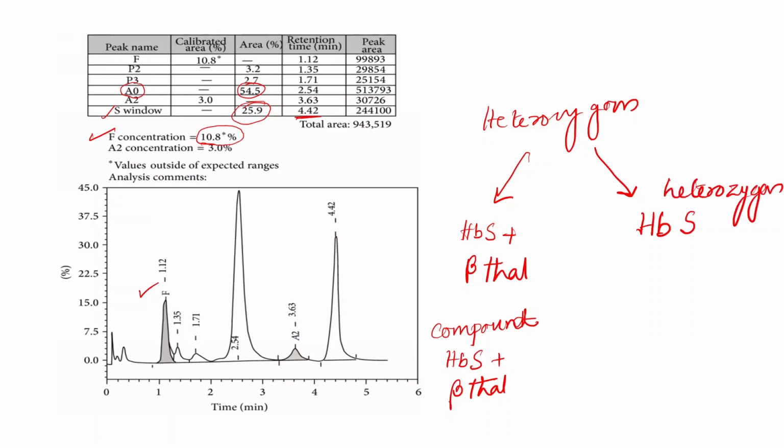Okay. Then which peak will help us now? The peak which will help us now is A2. If there is a coexisting heterozygosity of beta thal, then the A2 will be more than 3.5%, mostly more than 4, 5, etc. But here the HbA2 is 3% and it is well within the limit. So this gives us the clue that this is not a compound heterozygosity. This is actually a simple heterozygosity of HbS.